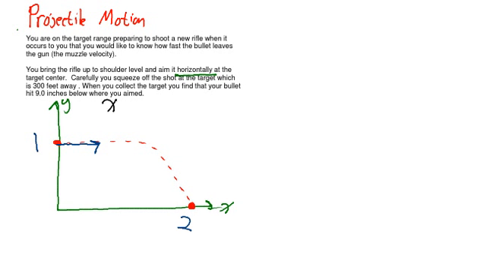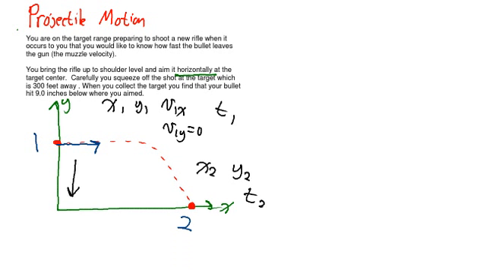Let's label this as point 1 and this as point 2 and write down our kinematic variables: x1, y1, v1x, v1y equals 0. Then for point 2, we would need the values of x2 and y2, and then t2 and t1. Finally, on my diagram, I'll indicate that the acceleration in the y direction is the acceleration due to gravity, and that points downwards.